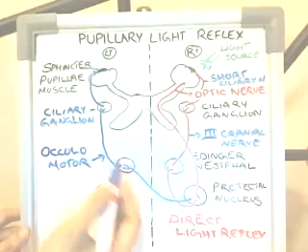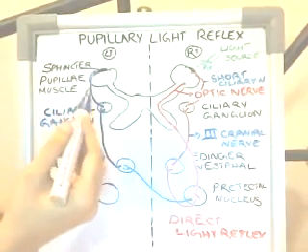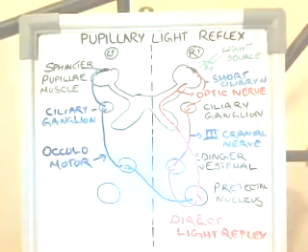Oculomotor nerve, or the third cranial nerve, projects to the ciliary ganglion. From there, the short ciliary nerves innervate the sphincter pupillae muscle, which is the constrictor muscle of the iris, and this causes pupillary constriction. So if you shine a light into one of the eyes, there is constriction of both pupils.